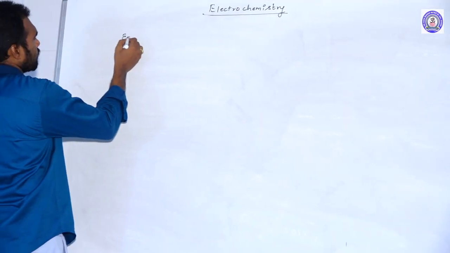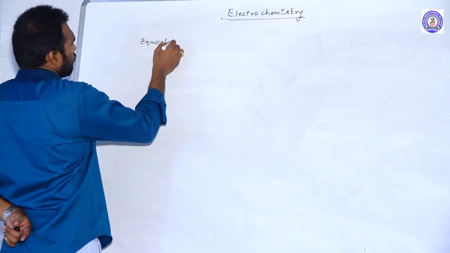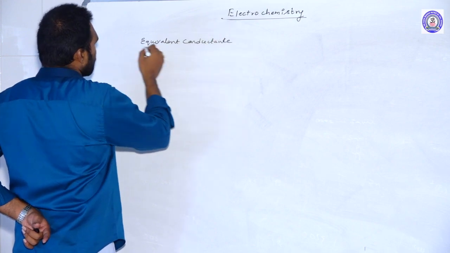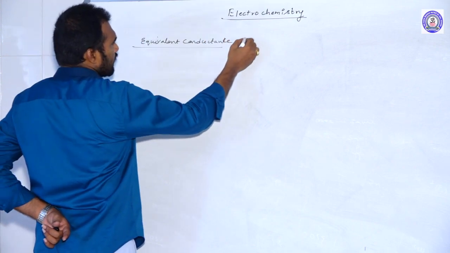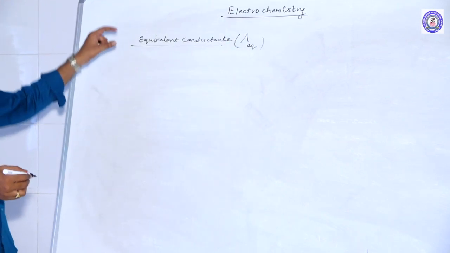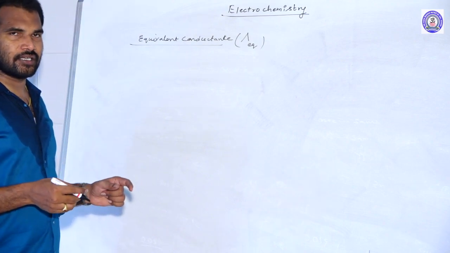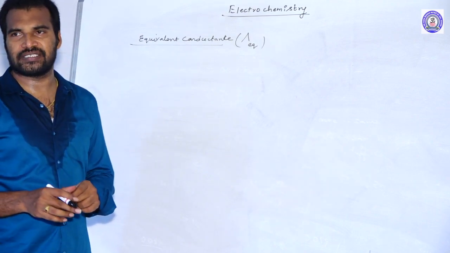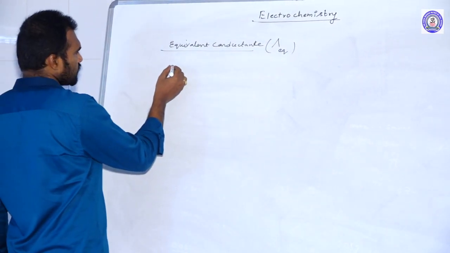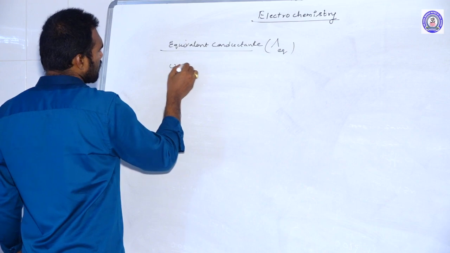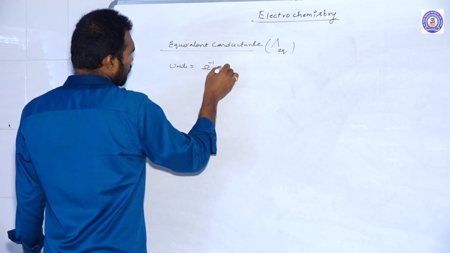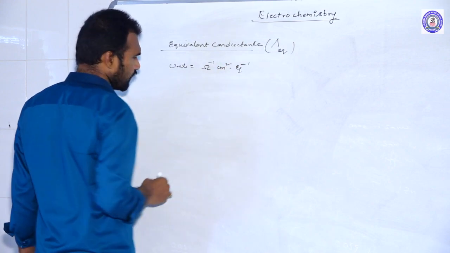Equivalent conductance. This equivalent conductance is represented by capital Λ EQ. What is that? It is the conductance shown by the ions present in 1 gram equivalent, in 1 centimeter cube of the solution. We call it equivalent conductance. Here the units are ohm inverse centimeter square equivalent inverse.